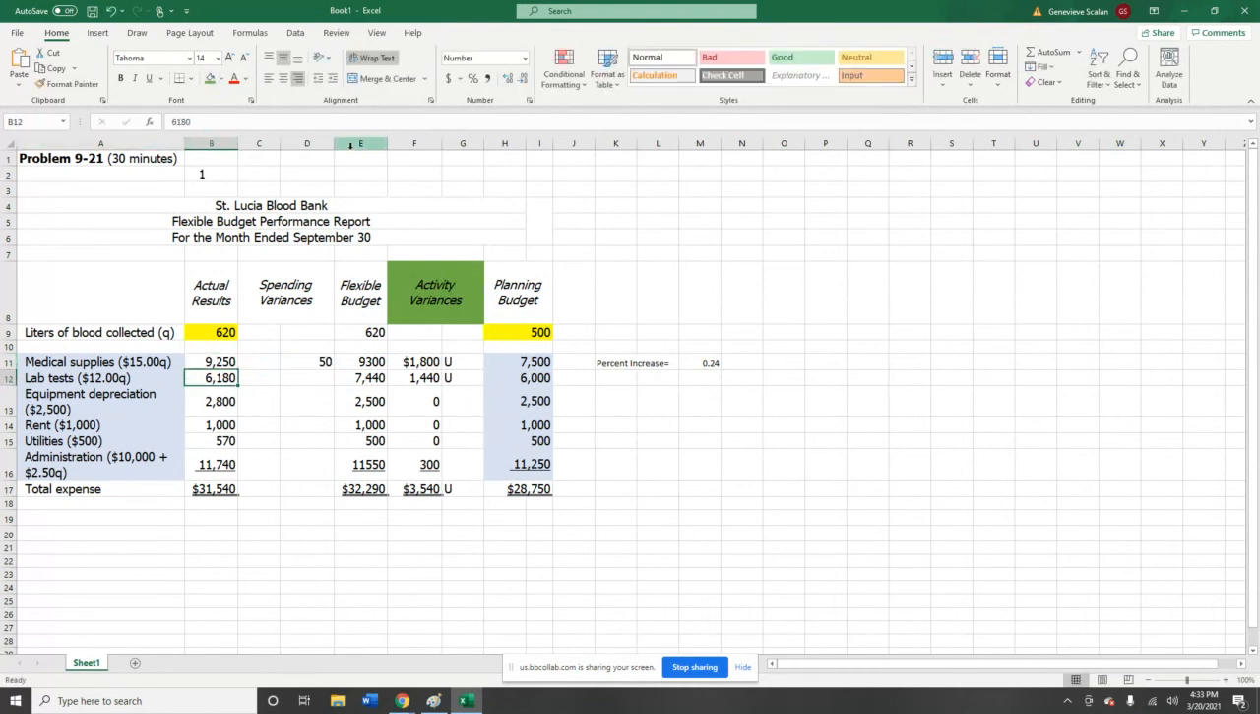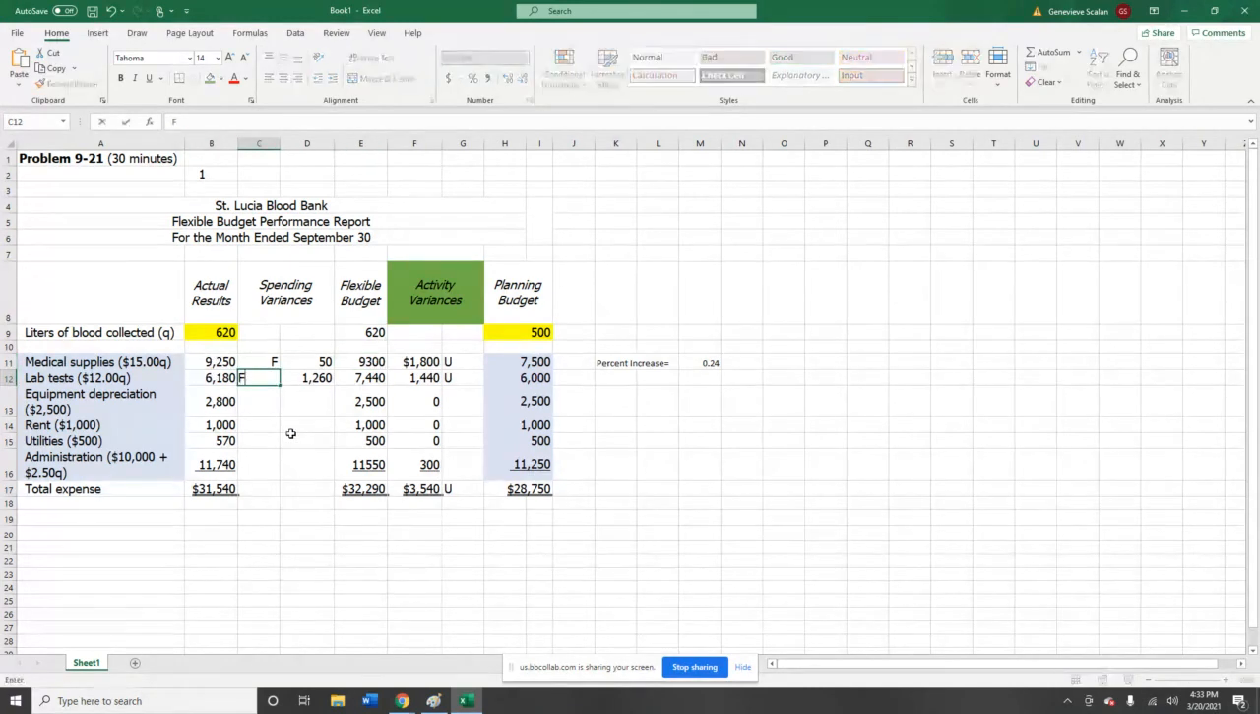All right, there we go. So 50 bucks. I would not say that's a big variance. Equal to 7,440 minus that. I guess I should put these in the other column. Well, okay, so that's a favorable, right? Because our actual results were less than what we predicted. This is what we're predicting, 9,300. This is what we actually spent.